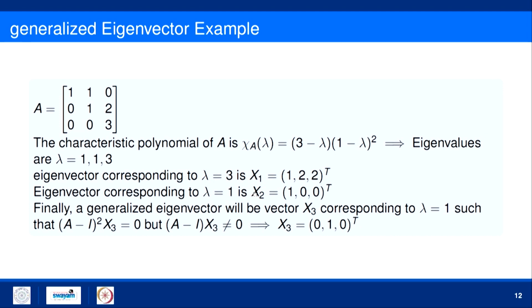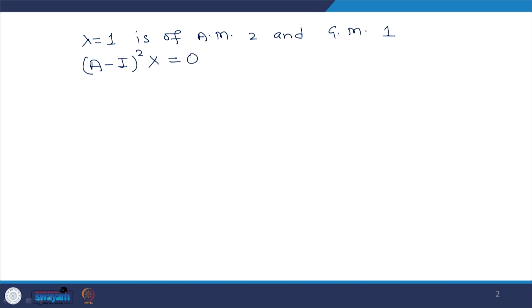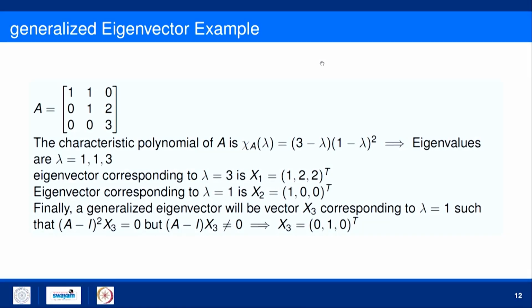So, here you can see that lambda equals 1 is of algebraic multiplicity 2 and geometric multiplicity 1. So, what I will do is find a generalized eigenvector corresponding to lambda equals 1. That is, I will solve the system (A minus I) whole squared x equals 0. By solving this I will get a vector which is (0, 1, 0).